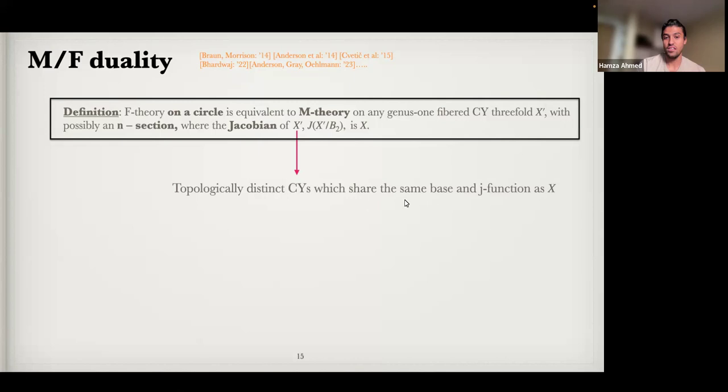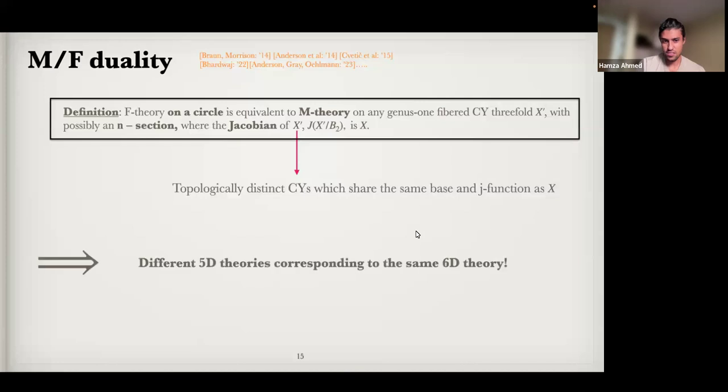However, they have to share the same J function associated to the torus and have to have the same base. So that's how you define it. So what this implies is that you can have different 5D theories, right? So you can have different X primes, as long as they have the same base and the same J function. You can have different X primes corresponding to the same X, because there can be many X primes such that they all share the same Jacobian. And this is the physical statement.